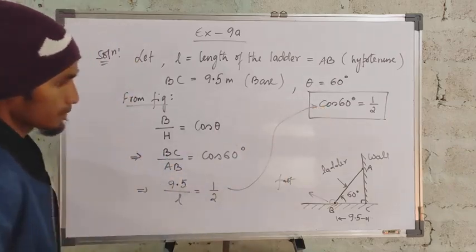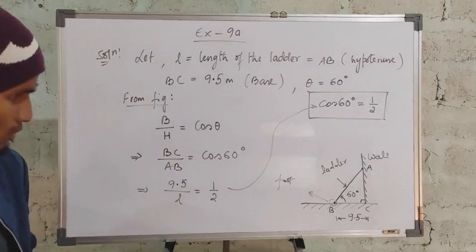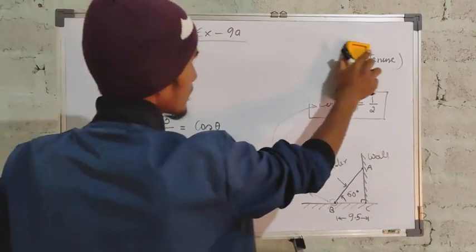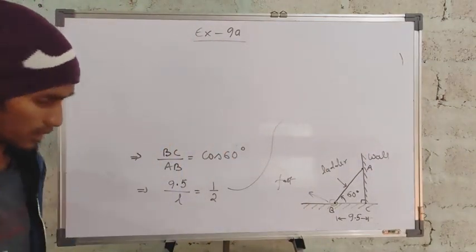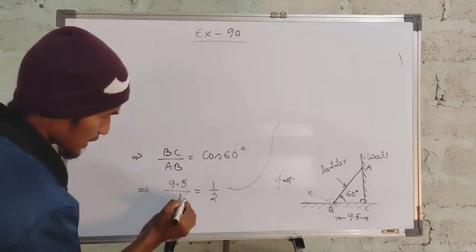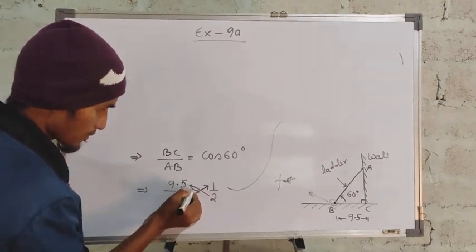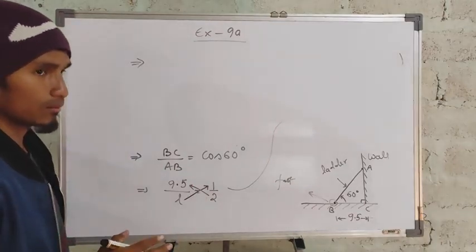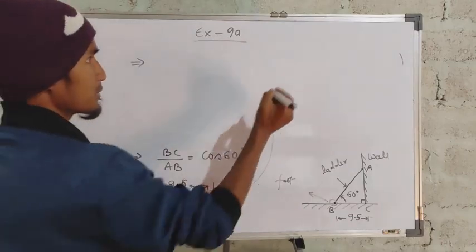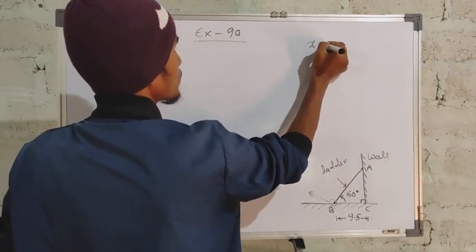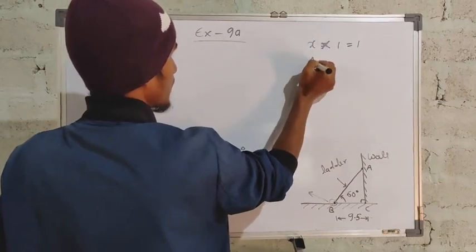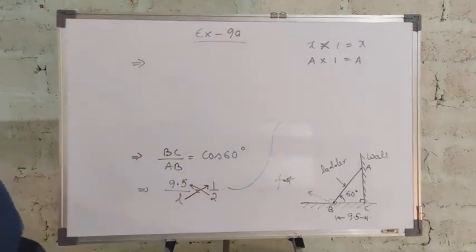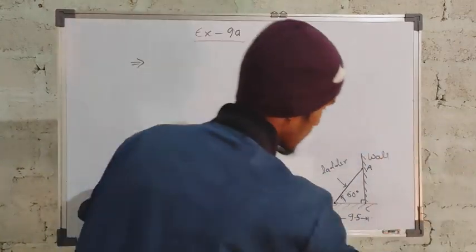Now can you find L from here? Okay, to find L here, this L cross that side and this cross this side. Now L into 1. Some people still get confused what is L into 1, what is A into 1, what is X into 1. Remember this one. X into 1 is equal to X, A into 1 is equal to A.